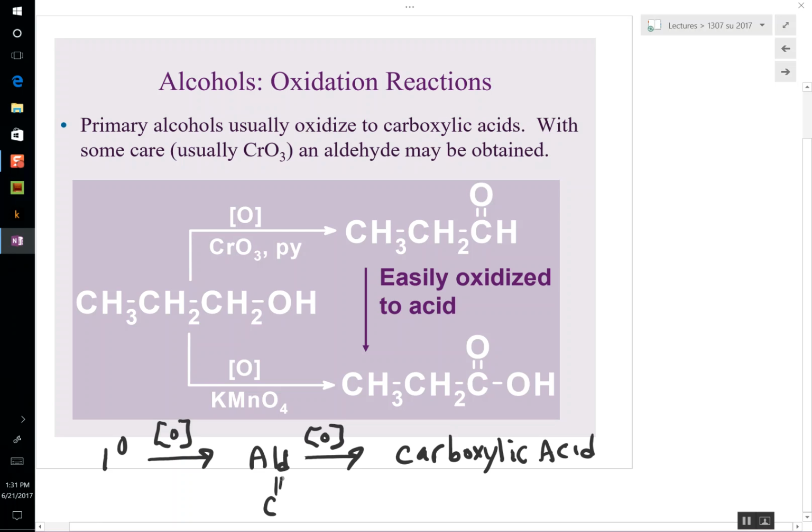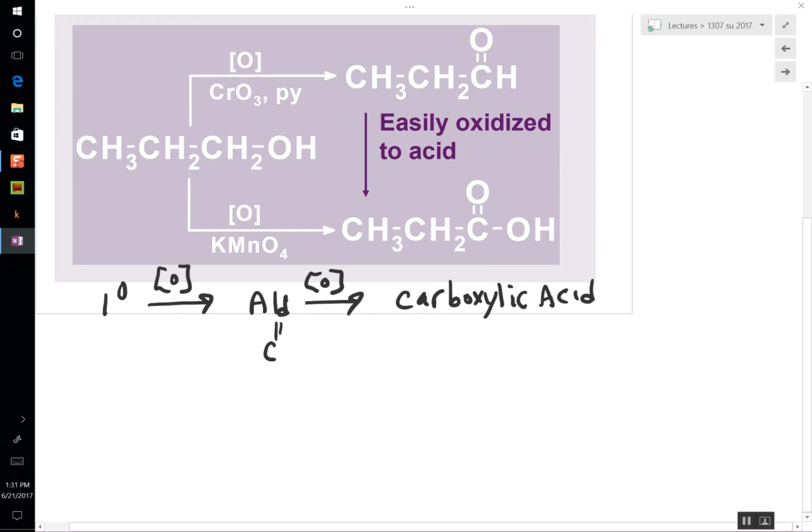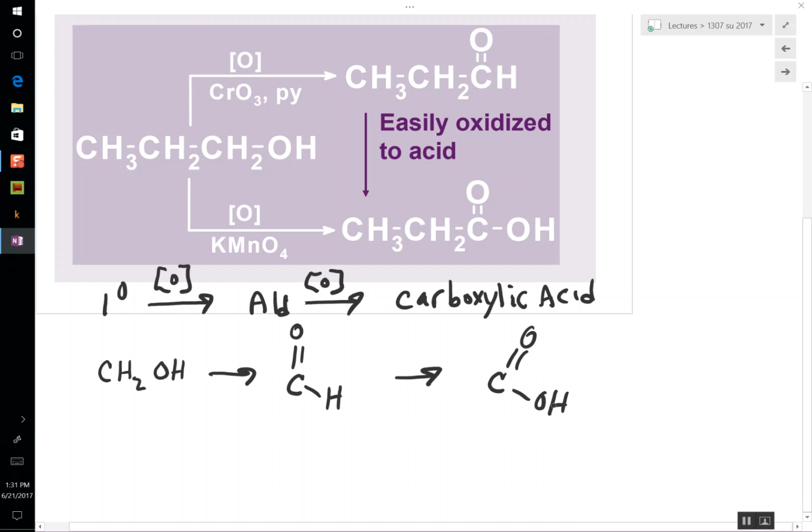So this can go to this, and it can go to this. All right? We've lost two hydrogens. We've added another oxygen. So addition of oxygen, loss of hydrogen, that's all oxidation. And we're starting here with a primary alcohol.